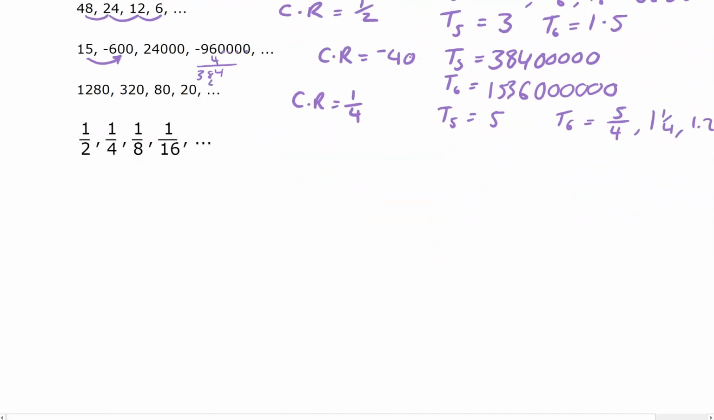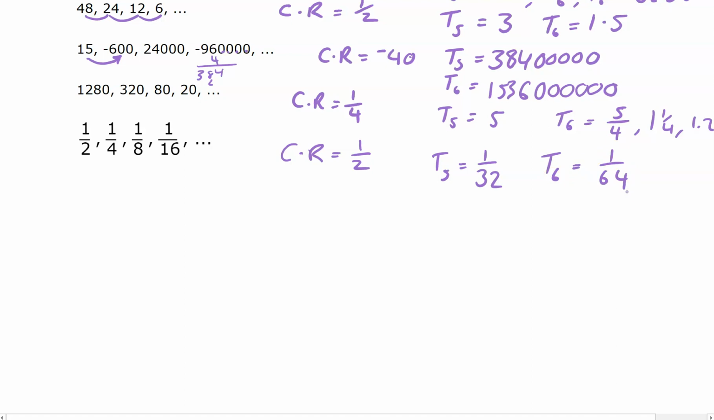And then the last one, we are going from a half to a quarter, so we are halving it each time. And T5 is going to be half of a 16th, which is a 32nd. And T6 is going to be half of that, it's 1 over 64.